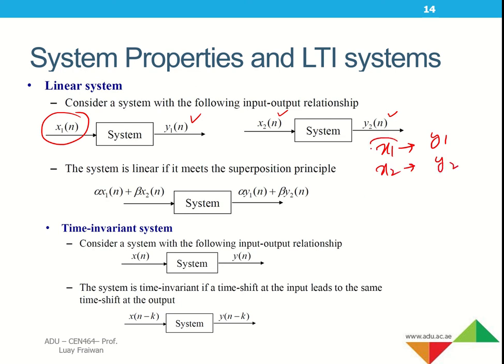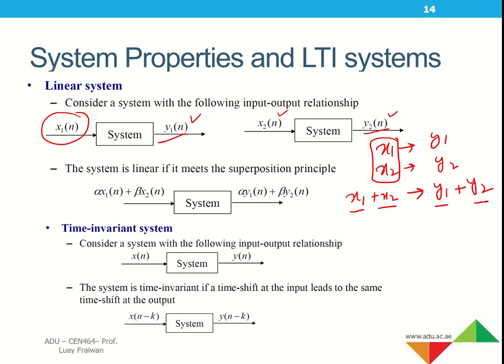Now if I input both signals together to the system, like x1 and x2, then my output will be the sum of the individual outputs. If I input the signals as a sum, then the output should be the sum of the individual outputs. If your system has such a property, it is called a linear system: the linear addition of the input signals gives the linear addition of the individual output signals.